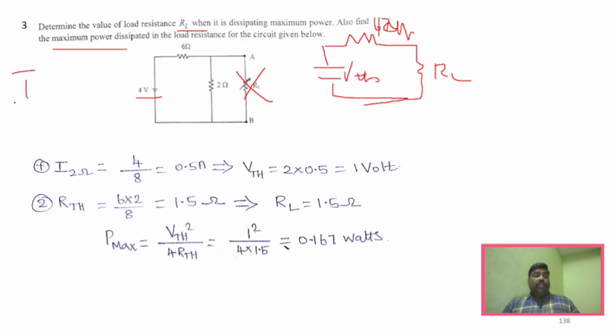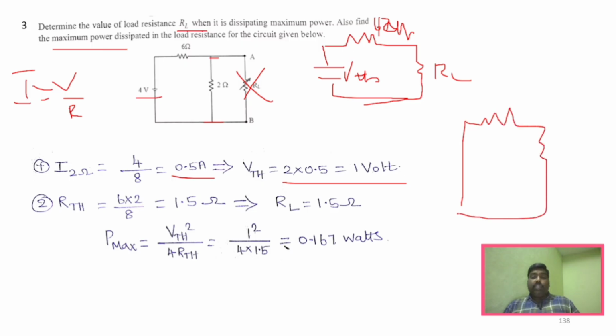So I is equal to V by R. So it is 4 divided by 8. So it will be 0.5. So we have to find out the voltage across this particular terminal, right? So it will be 0.5 into 2, it will be 1 volt. That is VTH. So for RTH, what you will do is remove the voltage source from this circuit, and also remove the load resistance, correct?